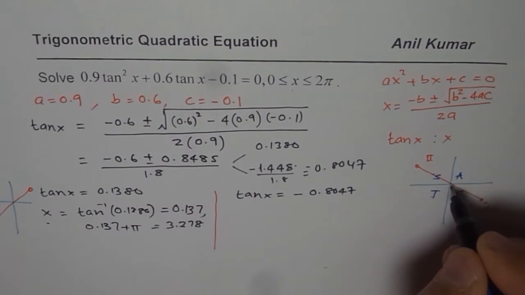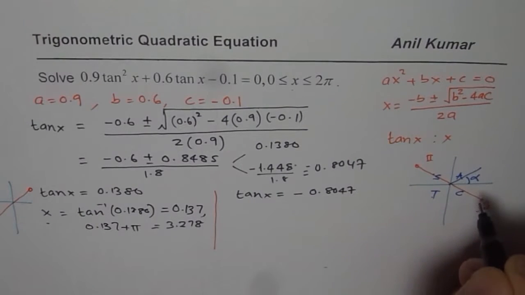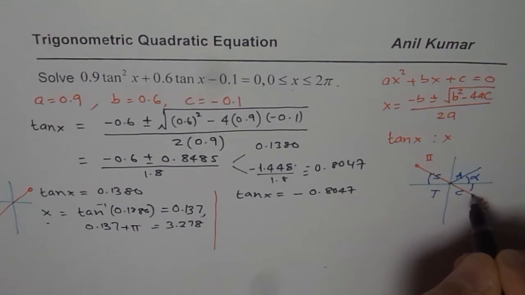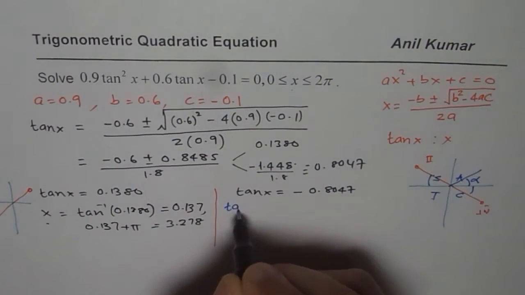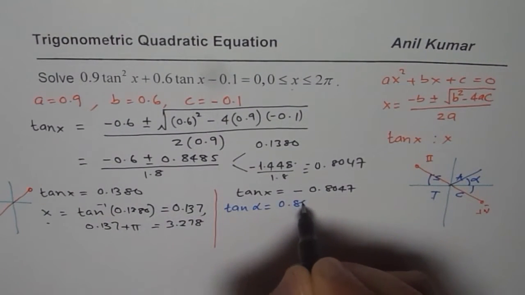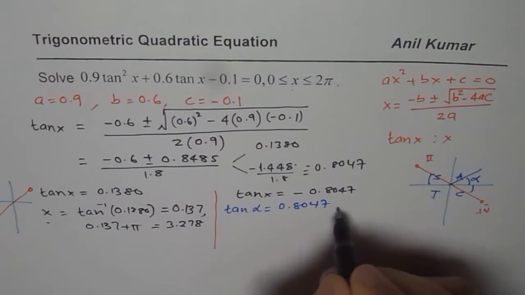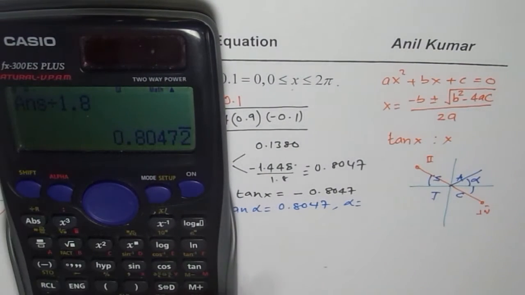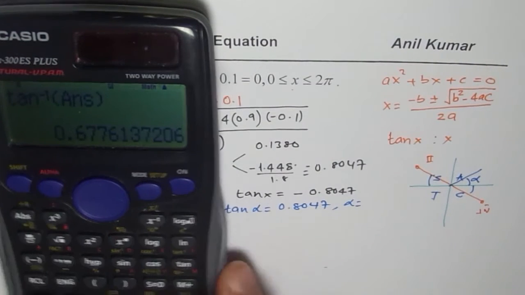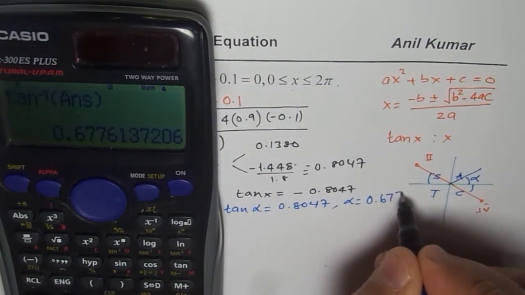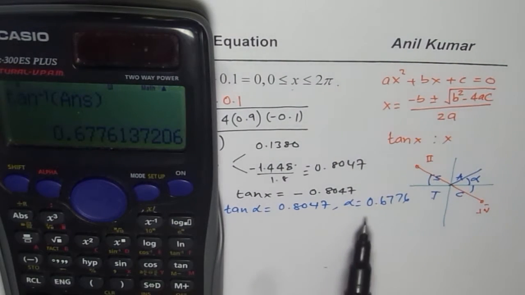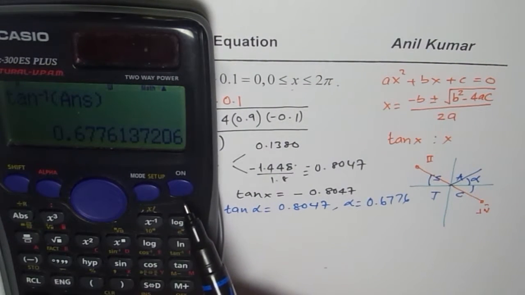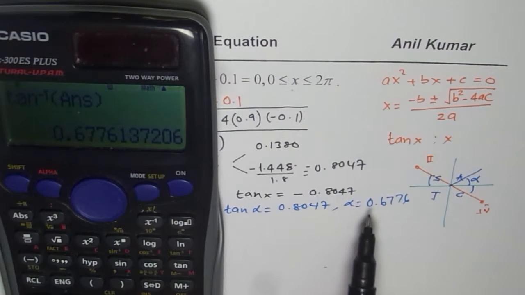Now how to find this answer? You find first the related acute angle alpha, from where you can find the answer. So we'll write here tan of alpha equals 0.8047. So alpha is tan inverse of this value, which we already have. Now we'll do shift tan inverse of the answer equals. So we get a value of alpha as 0.6776. You'll also appreciate why I leave the value in the calculator itself and do not retype it, because that could give me errors, right? So I'm trying to avoid those errors.